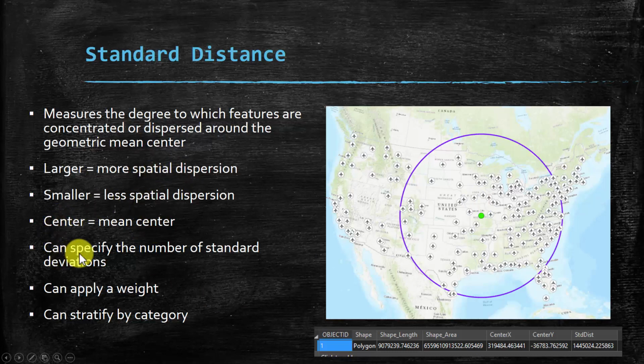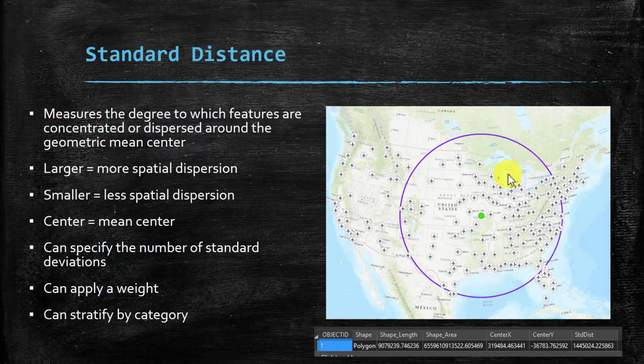You can specify the number of standard deviations if you want. So this is showing one standard deviation, but you could plot 2, 3.5 standard deviations, whatever. You can also apply weights, similar to how we talked about before, and you can stratify by category. So you get different standard distances for different, say, types of airports or different types of colleges or whatever. Okay, so that adds the spatial variability, spatial dispersion component, but you're not really looking here at any directionality.